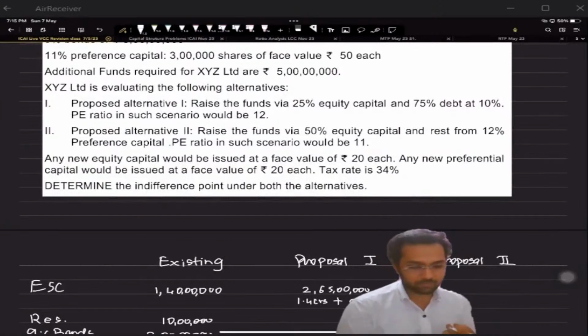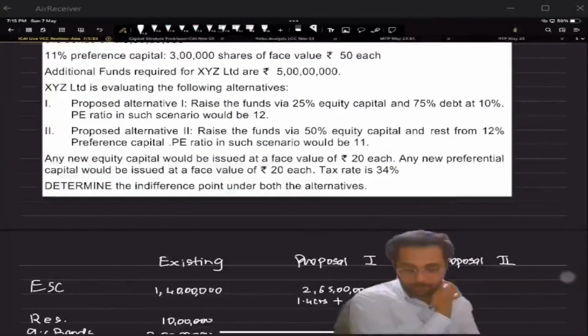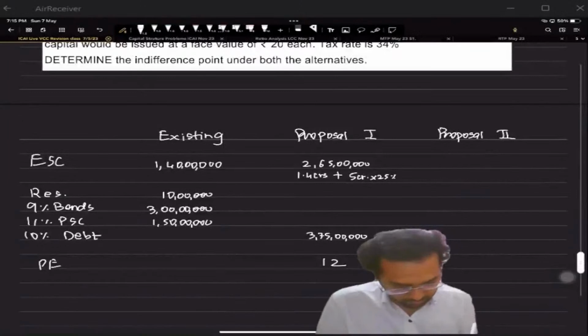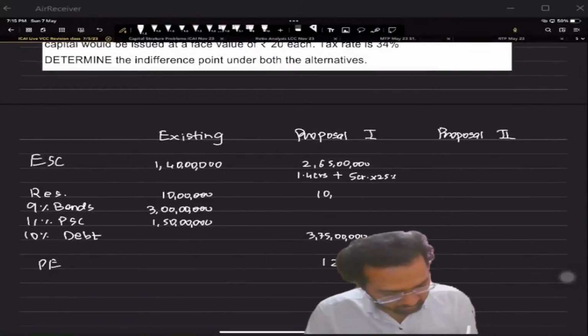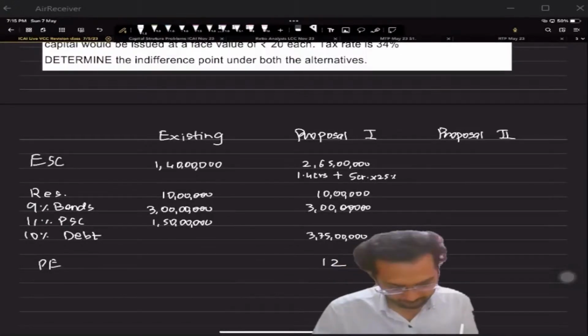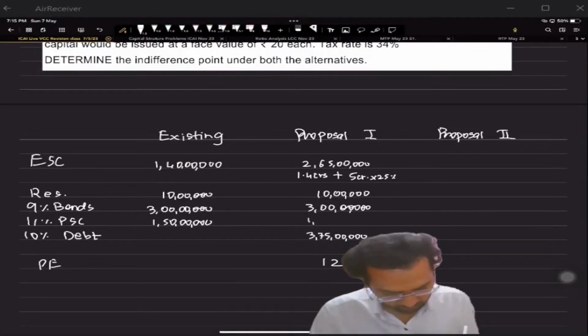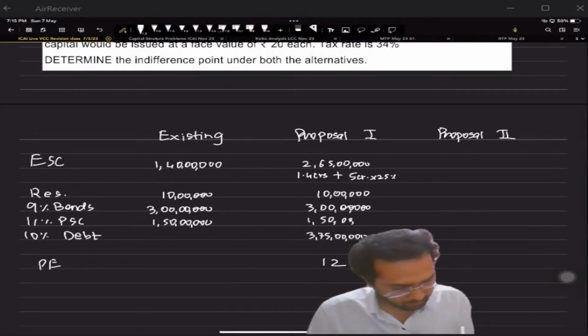Then in the second proposal, we raise the funds 50% by equity capital. So it means in proposal one, the existing reserves, 9% bonds, and 11% preference share capital will remain intact.